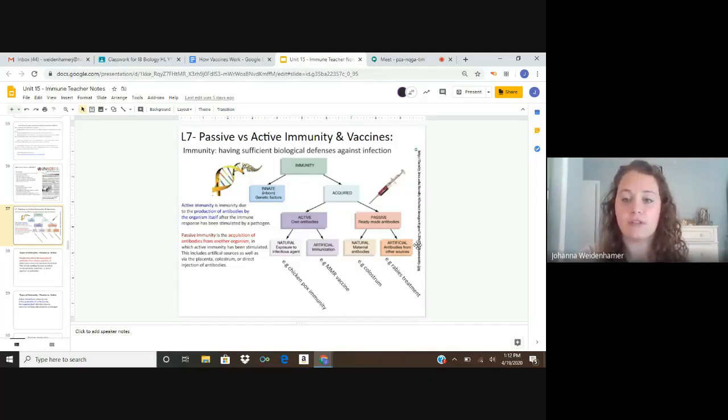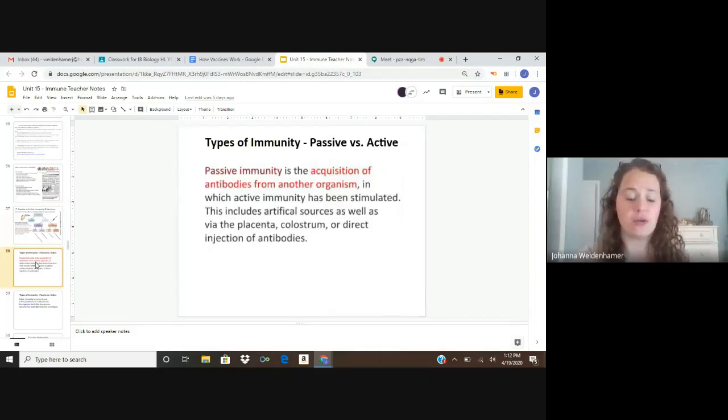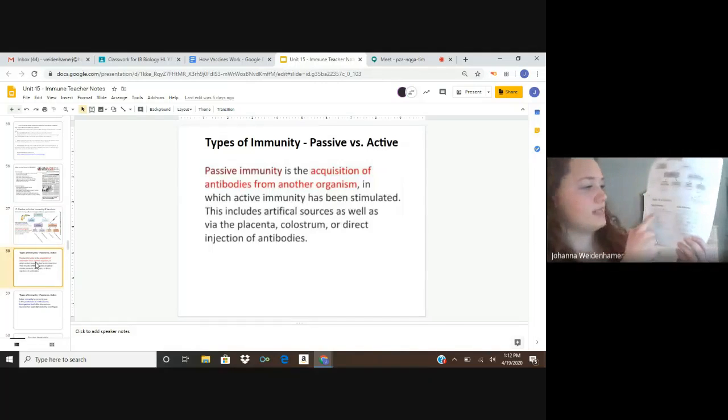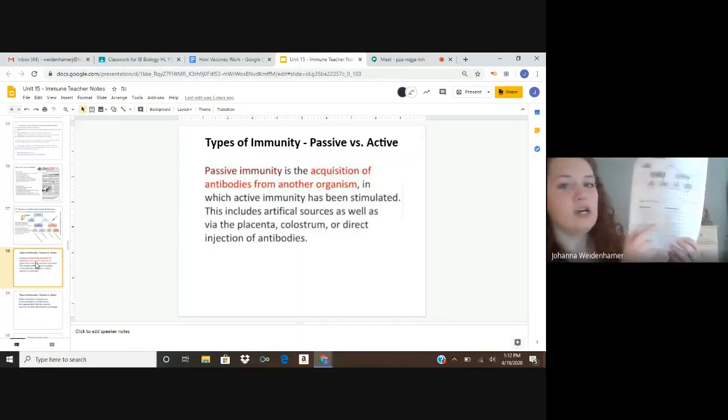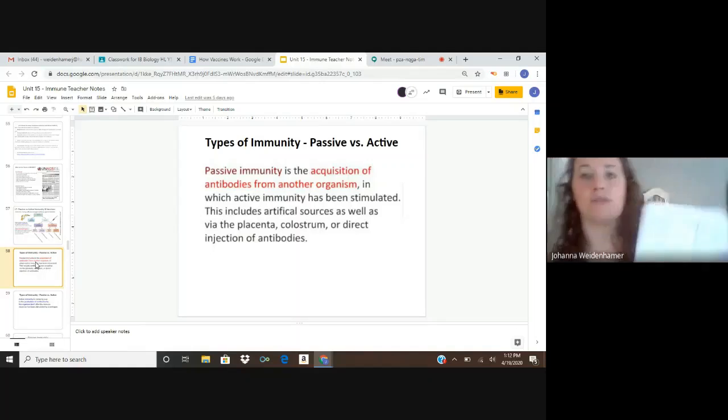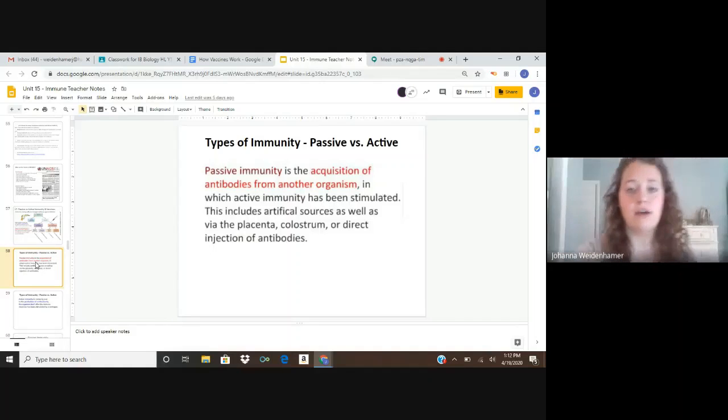And we also have artificial ways of getting passive immunity, which would be antibodies from other sources. So an example is a rabies treatment would be an artificial way of getting passive immunity. So in your student notes, you have two columns here. You have passive immunity and active immunity. So I want you in your notes to now write the definitions of the two.